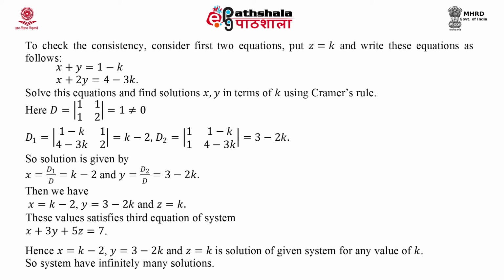These values satisfy the third equation of the system. We can check by putting the values of x, y and z in the third equation. This expression satisfies this equation. So x equal to k minus 2, y equal to 3 minus 2k, and z equal to k is a solution of the given system for any value of k. Here k may have any real value, so the system has infinitely many solutions.